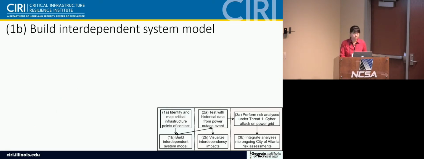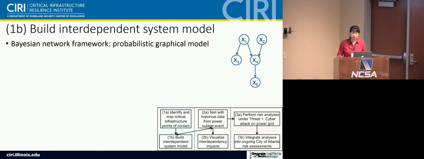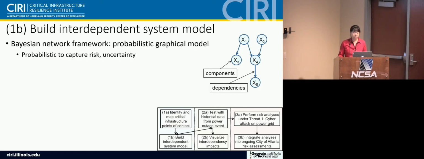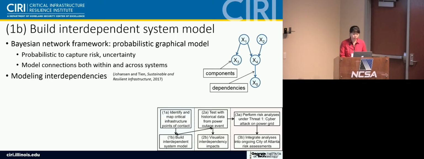This is going to be step 1B. The framework that we're using is a Bayesian network framework. This is a probabilistic graphical model, where I've shown a simple example here. We have different nodes. Each of these individual nodes can be different components of the network. Those links, or arrows, between the nodes represent their dependencies. This is, first of all, probabilistic, so we can capture risk and uncertainty. If we're not sure how things are going to behave, if we have hazards or threats that are uncertain, we can incorporate those probabilities in there. And with the different dependencies, we can model connections both within a single system and also across systems.